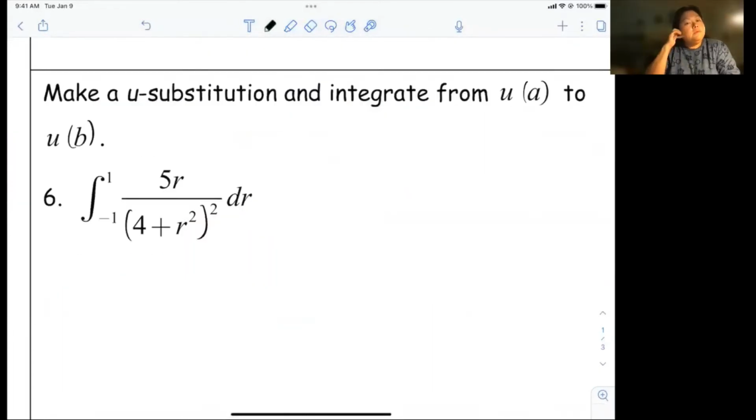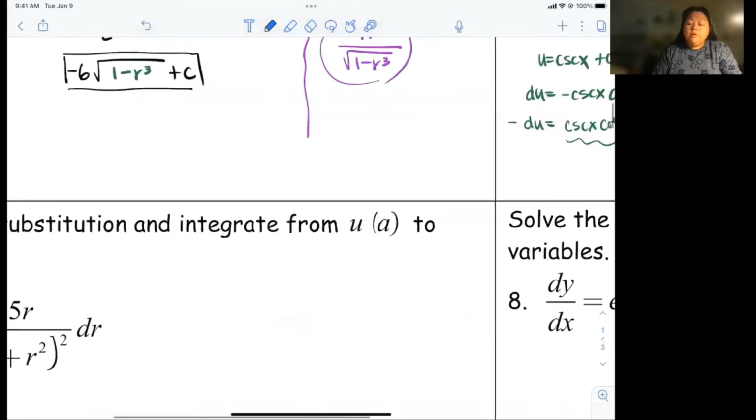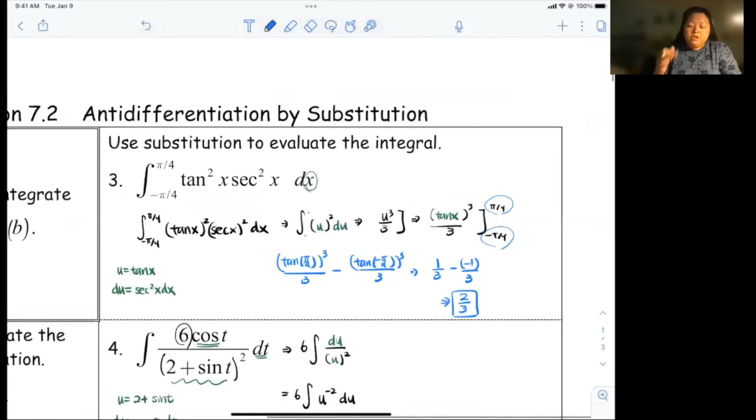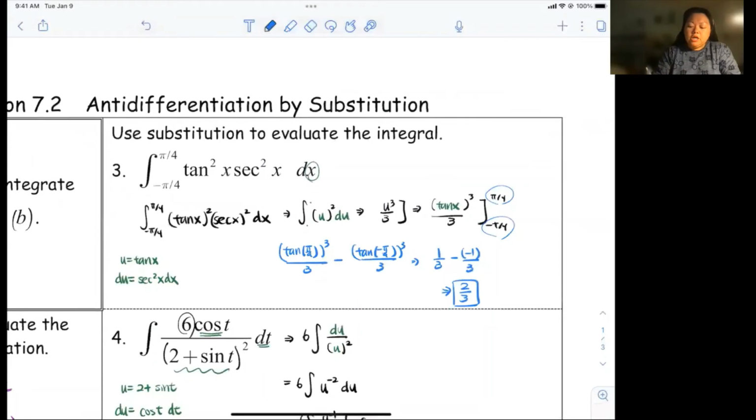So with number 6, notice it has another set of directions here. It says, make a u substitution and integrate from u of a to u of b. If you recall number 3 here, we had to use u substitution, but then we had to change my equation back to the x. Then I was able to plug in the a and the b. To me, that's a little bit more work, right? That's more work than I really want to do.